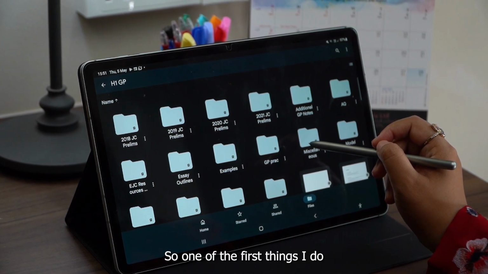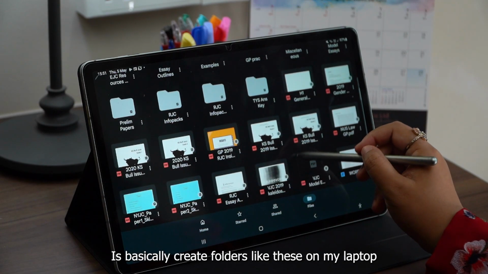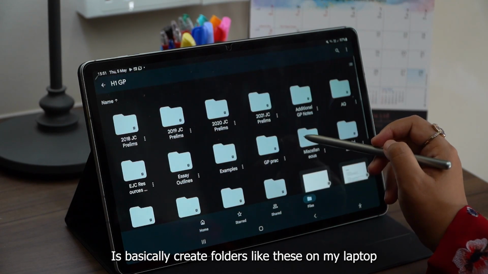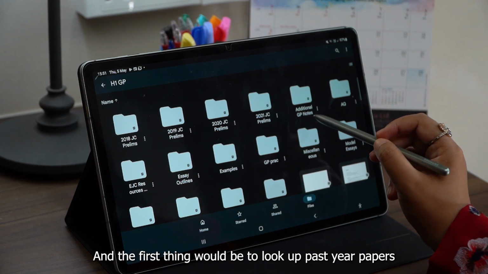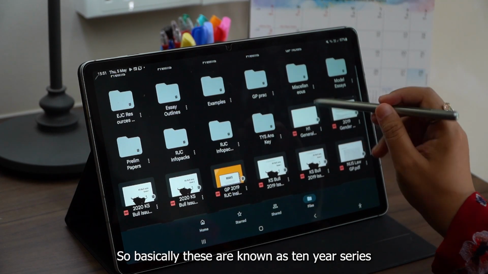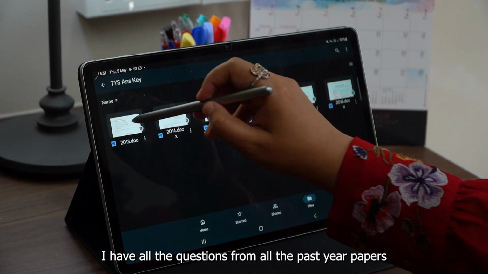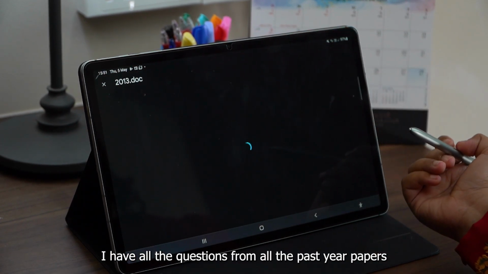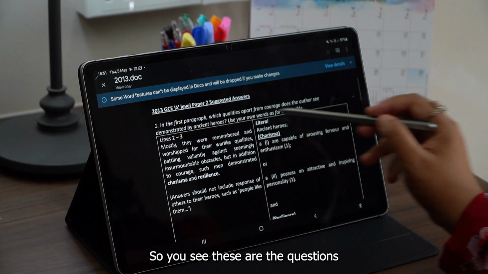So one of the first things that I do is basically create folders like these on my laptop. And the first thing would be to look up past year papers. So basically these are known as 10-year series. I have all the questions from past year papers. So you see, these are the questions.